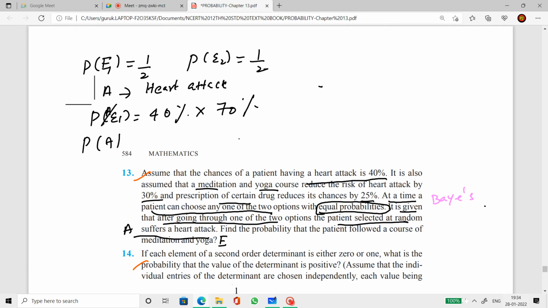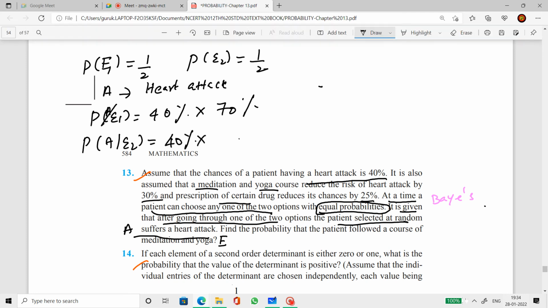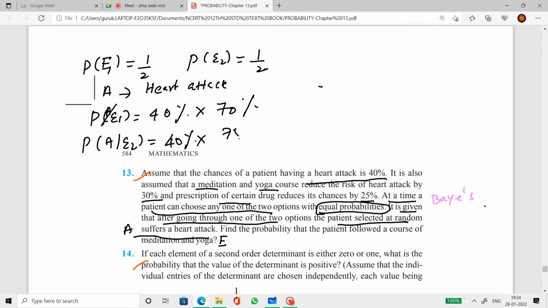And P of A given E2 will be 40% into 75%. The 75 is because I already told you yoga reduces the risk by 30%, so 70% risk still exists. Again, the drug reduces the risk by 25%, so risk still exists for 75%. So this 40% section of people get a heart attack. Out of this 40%, 70% is those who practice yoga and still get it. So this is A given E1 and A given E2.